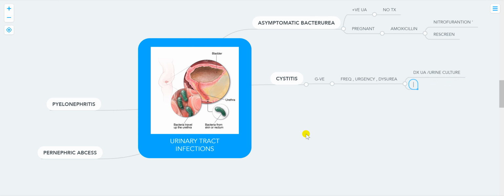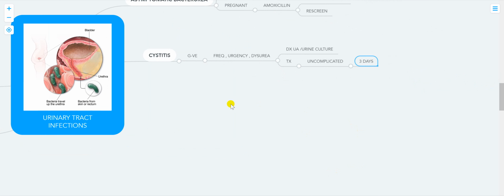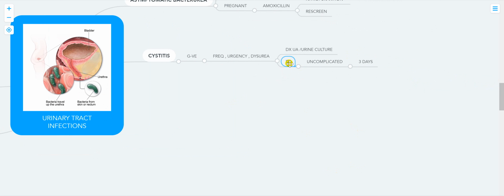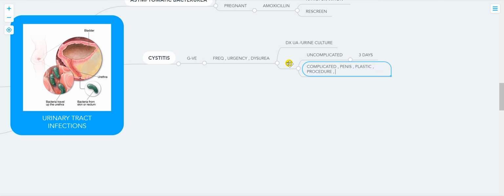How do you treat it though? If it's uncomplicated, just treat for 3 days with TMP-SMX or nitrofurantoin or anything like that. If it is complicated, complicated means if it's penis, plastic like a Foley catheter, or a procedure, or pregnancy. So 4 P's: penis, plastic, procedure, pregnant. Penis means if it's in a man, that's complicated already.